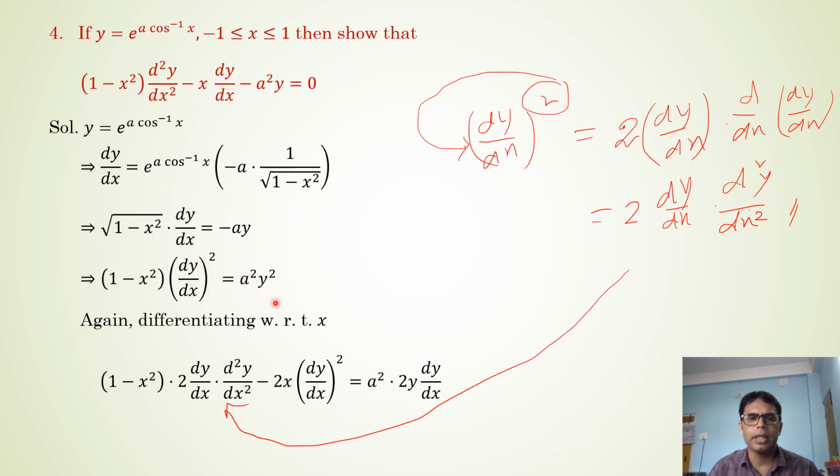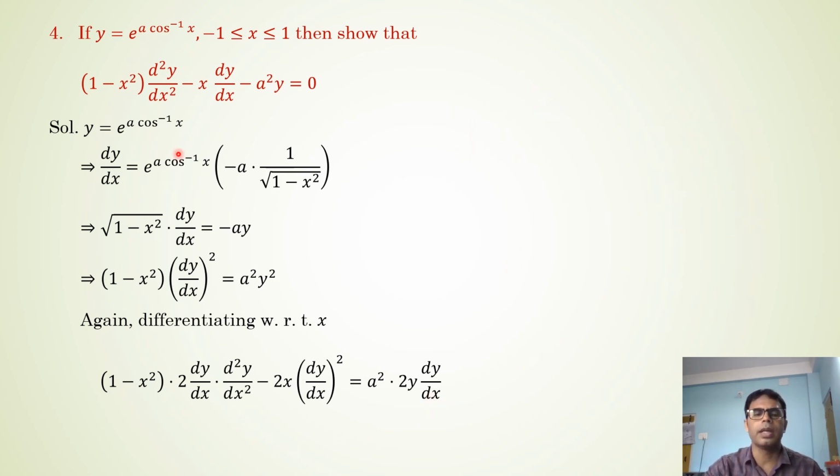Go to the right hand side, a square remains the same, y square differentiation is 2y, and for y by chain rule it is dy/dx. Now just simplify it, and you see that a term is common here. What is the common term? 2 dy/dx is present in every term, so that term can be cancelled out, since dy/dx cannot be equal to 0.